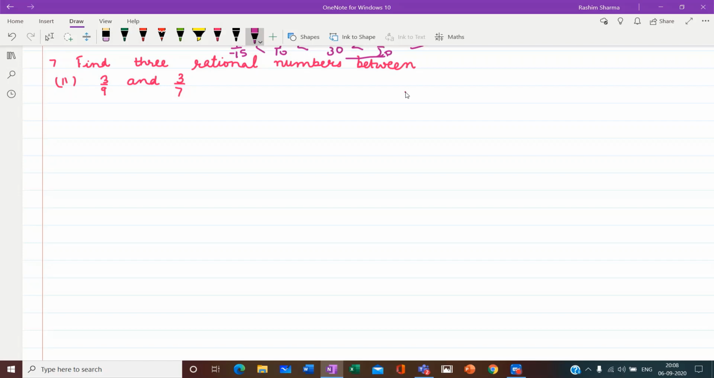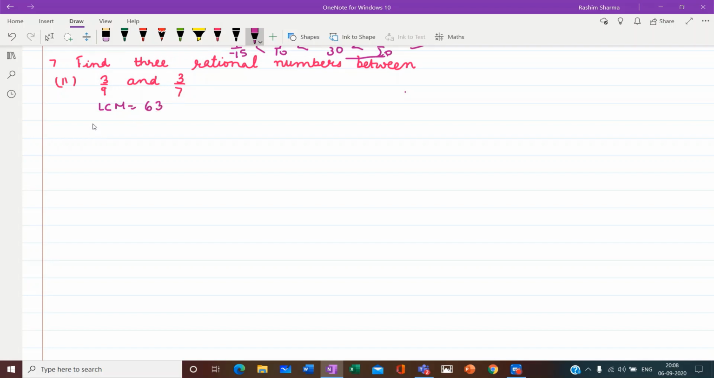The seventh question is find three rational numbers between 3 on 9 and 3 on 7. Now in these two numbers denominators are 9 and 7. So we will take their LCM here. LCM of 9 and 7 is 63.